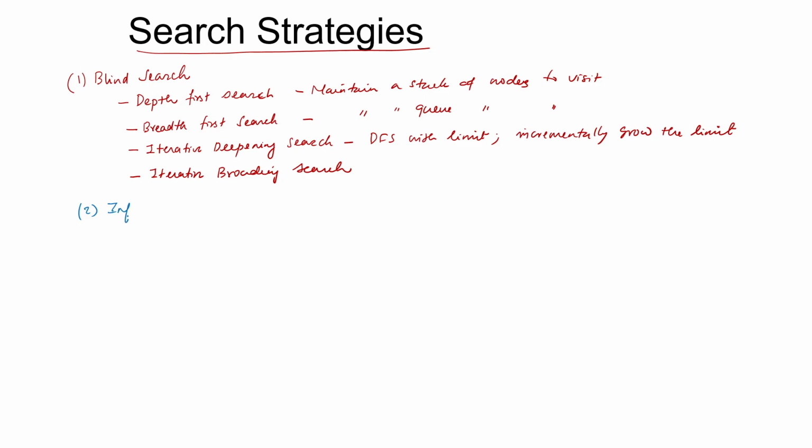Then comes the next one, informed search. We will get into more details about this in the following slides. Then we call it constraint satisfaction, already seen that. How do you do constraint satisfaction, constraint propagation, etc. Then you have adversary search. So, these are the 4 major search strategies. Blind search, informed search, constraint satisfaction, adversary search.